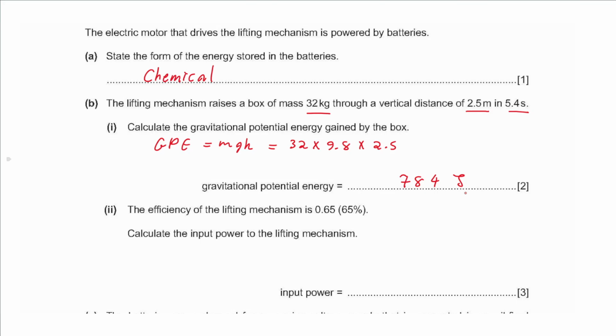Part B (ii) says the efficiency of the lifting mechanism is 0.65 or 65%. Calculate the input power of the lifting mechanism. So the efficiency is equal to the output power over the input power. So 0.65 is equal to the energy 784 divided by the time 5.4 to get the power. This is the output divided by the input power. And then we make the input power the subject of the formula. Then we divide by 0.65. This gives an answer of 223.3618. So we can approximate that to 220 watts.